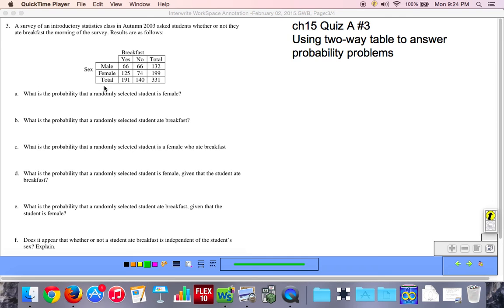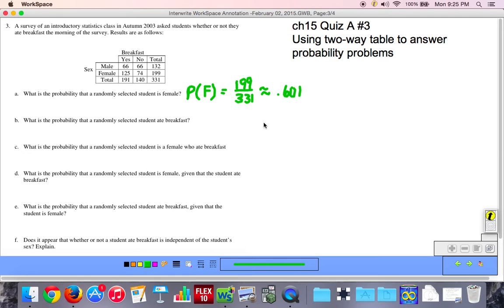Okay, so looking at part A, what is the probability that a randomly selected student is female? Well, there are 199 females. That's our success over a total of 331 people. So the probability that we have a female is equal to 199 over 331, which is approximately 0.601 or 60.1%.